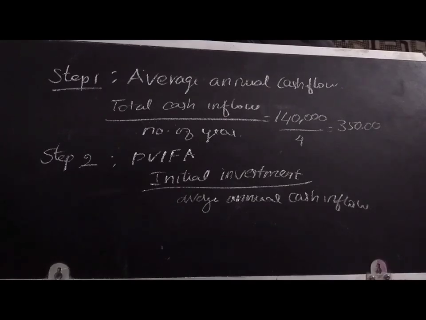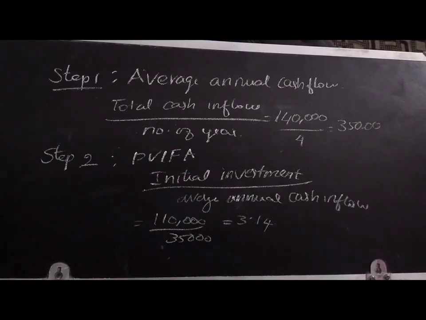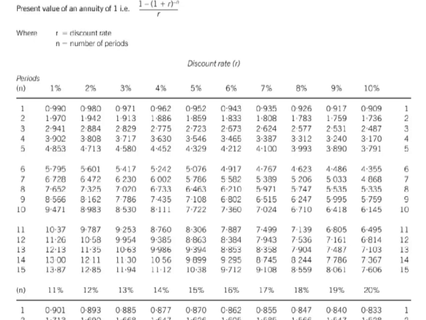That is, initial investment 1,10,000 divided by 35,000. We get 3.14. Then step 3 is, using the present value annuity table, we have to find against which percentage for the 4th year we will get a present value annuity factor of 3.14. In the book they found it as 10%.